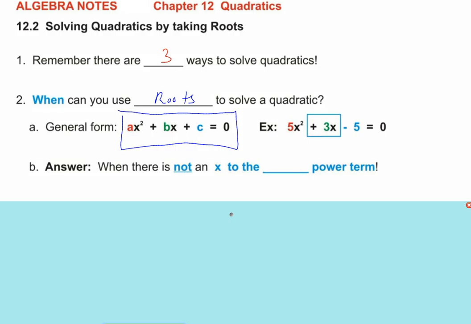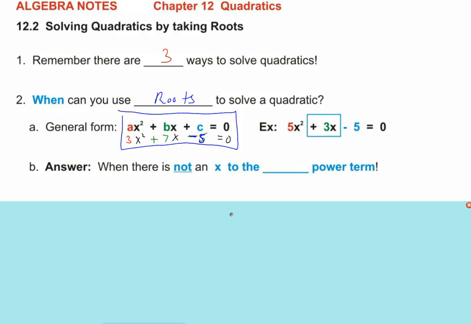Normally, the a is a number. For example, I'll stick a 3 there, like maybe 3x squared. Commonly, the b is a number, like plus 7x. And the c would also be a number, and I'll use a minus just because I feel like it, negative 5, and all of that's going to equal 0.